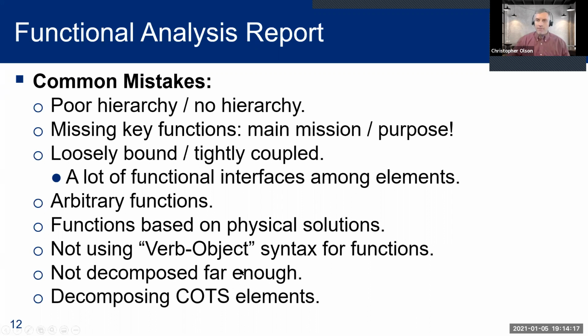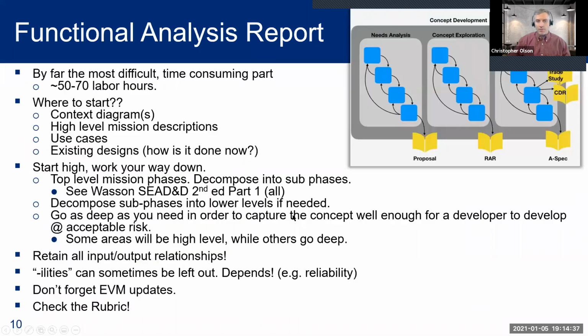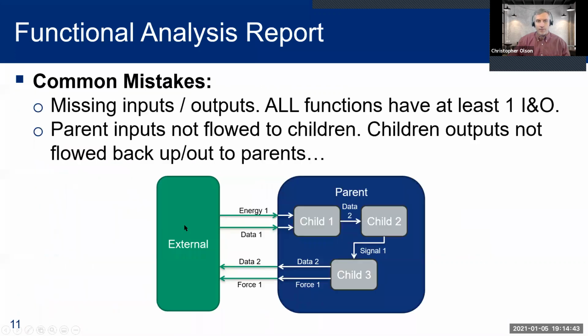Not decomposing far enough, so you get a very high level functional domain. It's not very robust. That might be because your mission domain is not very robust, right? So it's got to be decomposed far enough to where, what's that point earlier, go as deep as you need to in order to capture the concept well enough for a developer to develop at acceptable risk, right?